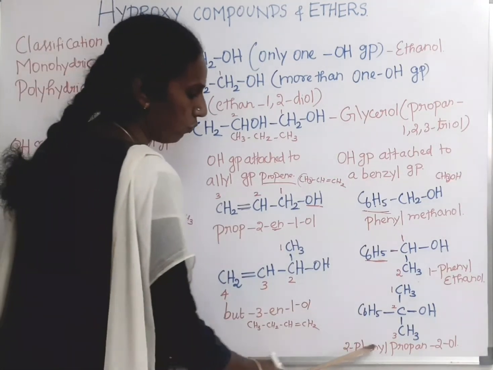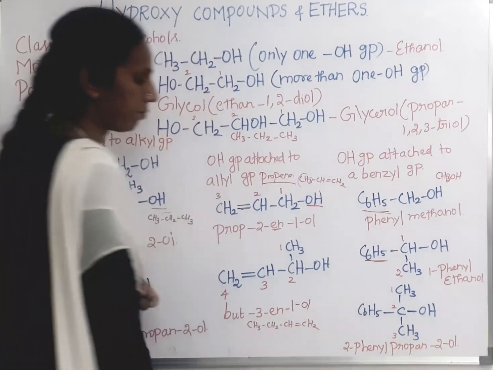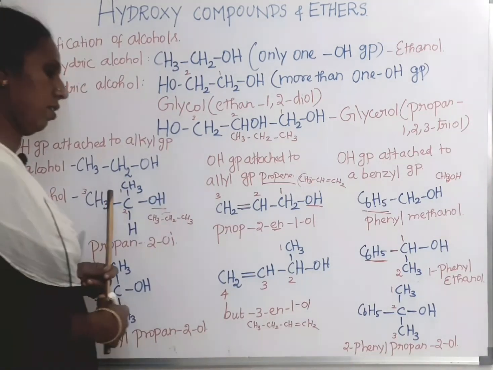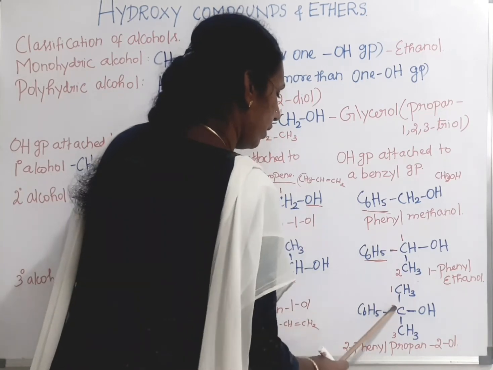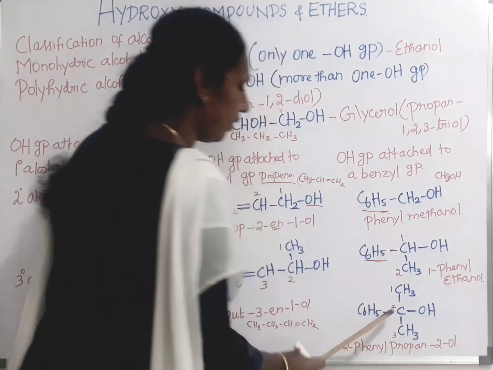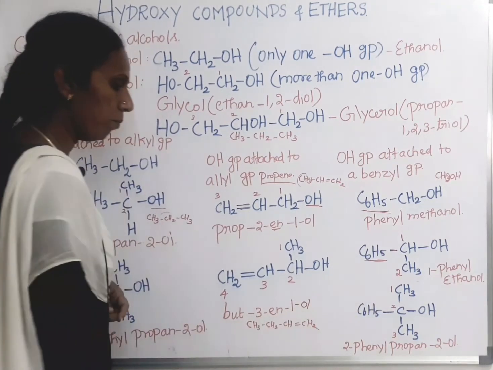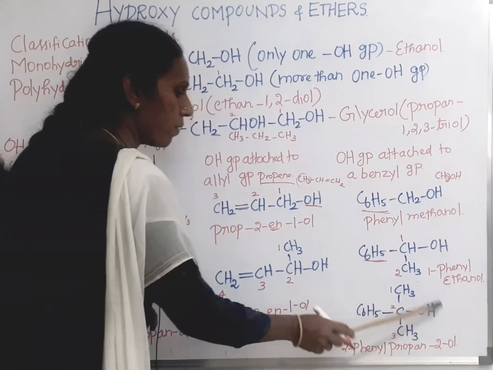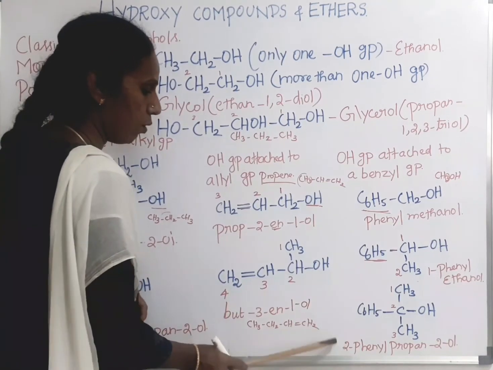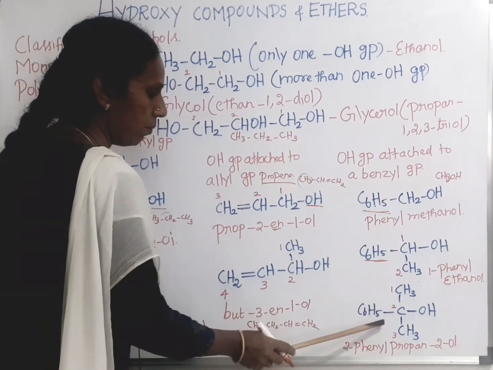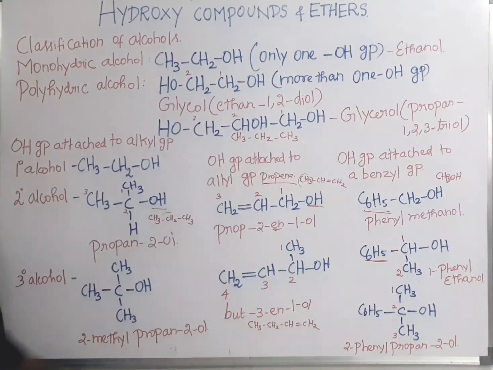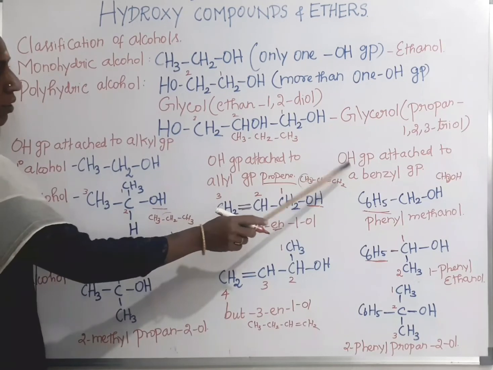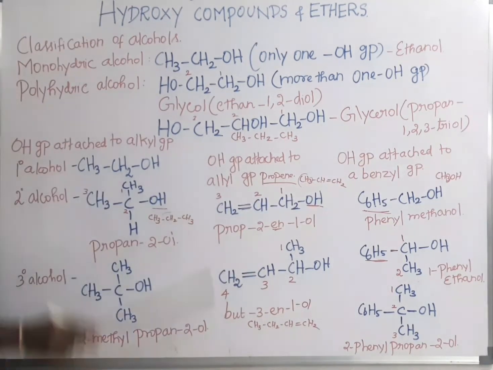And the third one is 2-phenylpropan-2-ol. Here the phenyl group is attached to the second carbon atom, and also the hydroxy group is attached to the second carbon atom. So 2-phenylpropan-2-ol. This is the last example for this type of classification, that is the OH group attached to a benzyl group. So these are the basic classifications of alcohols.